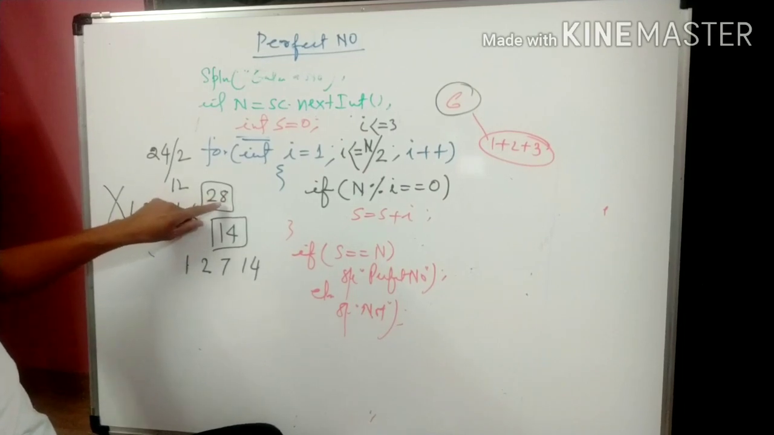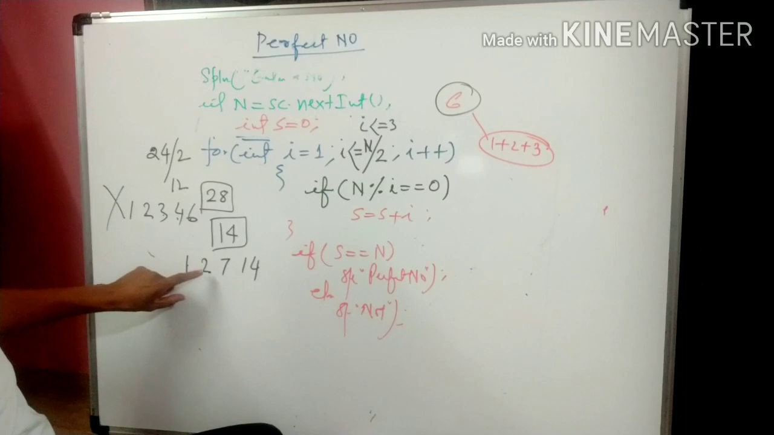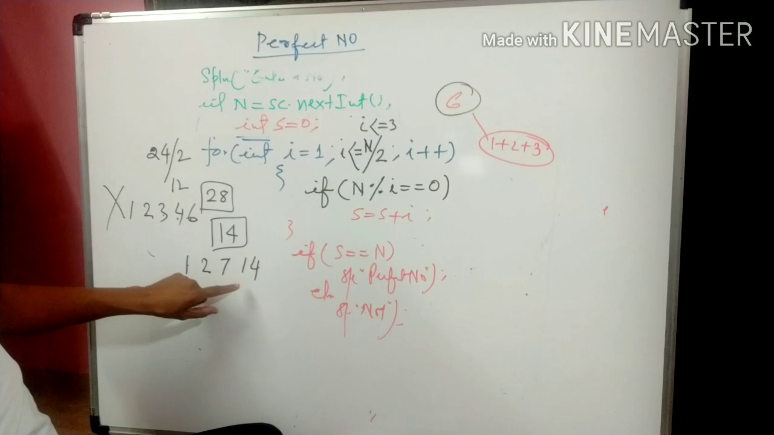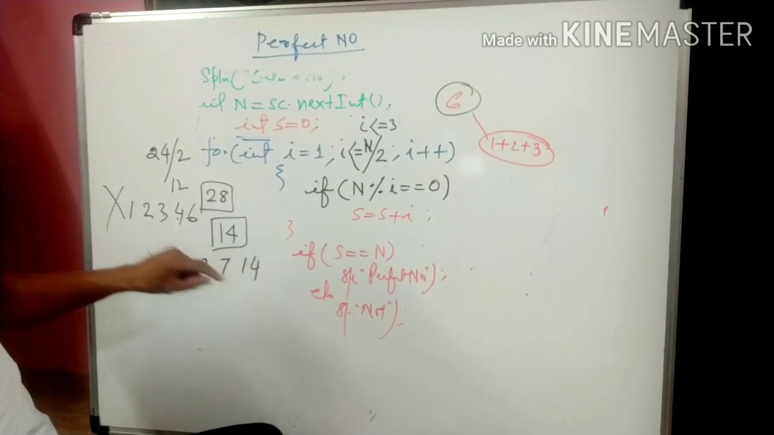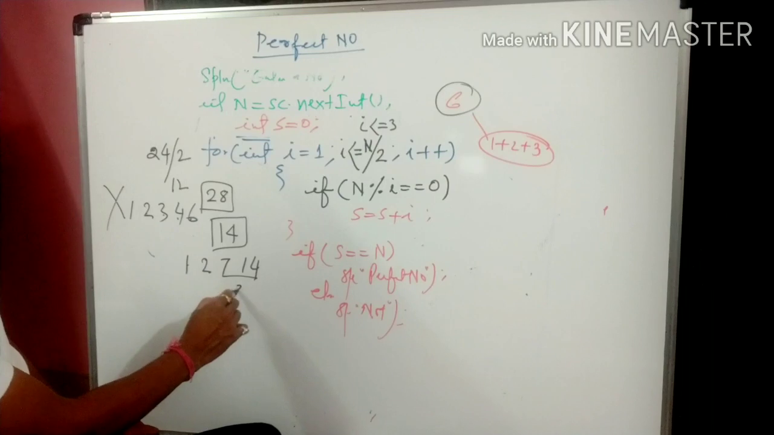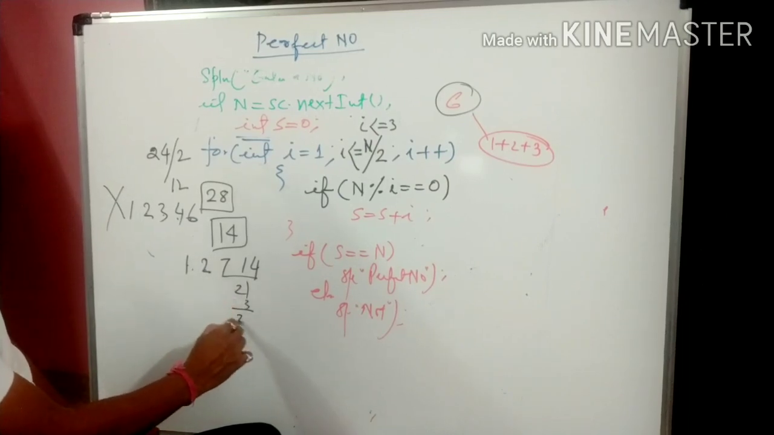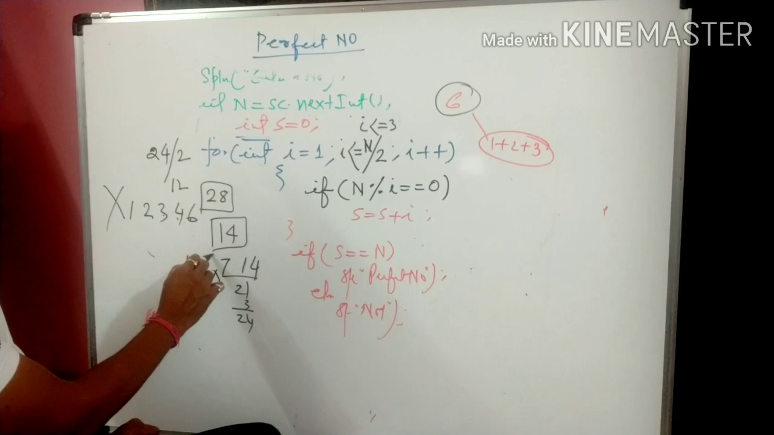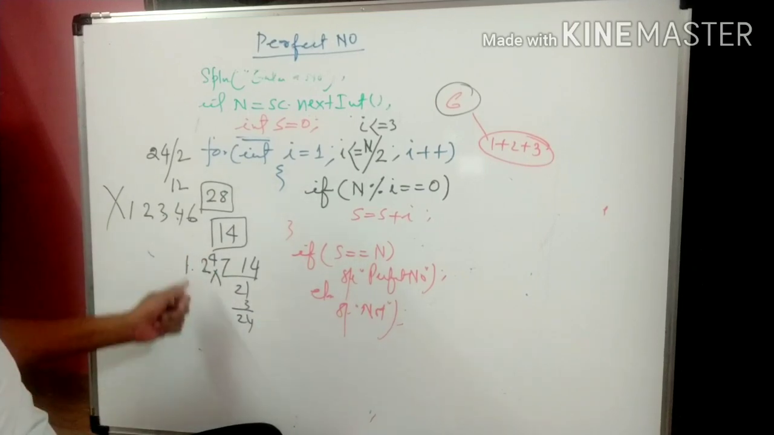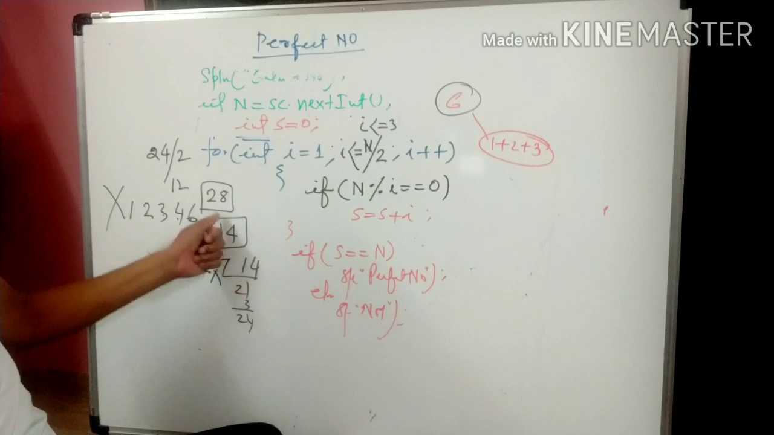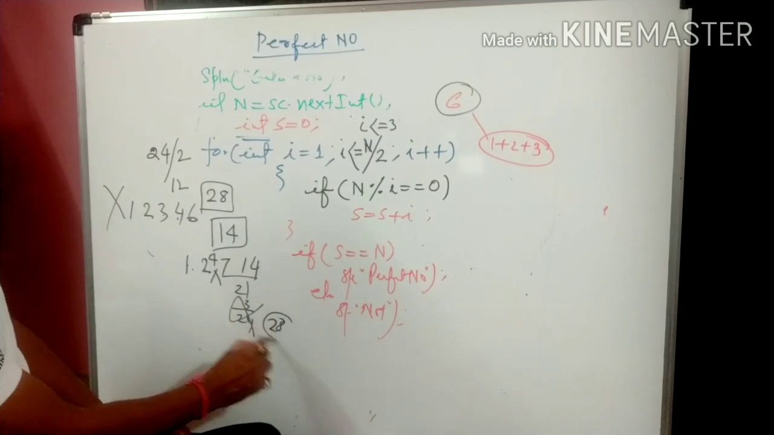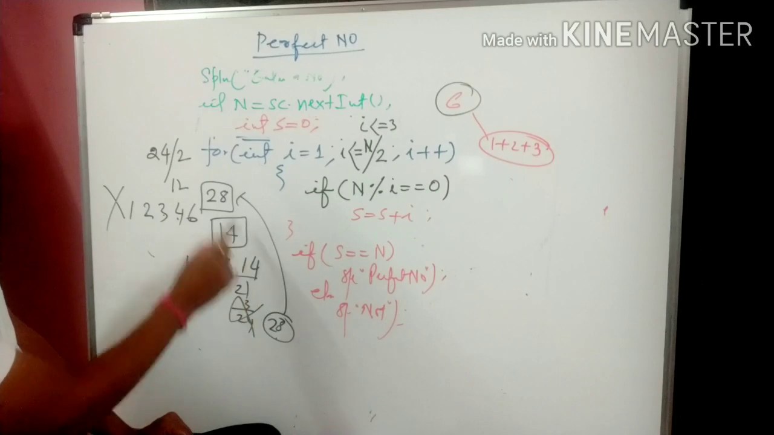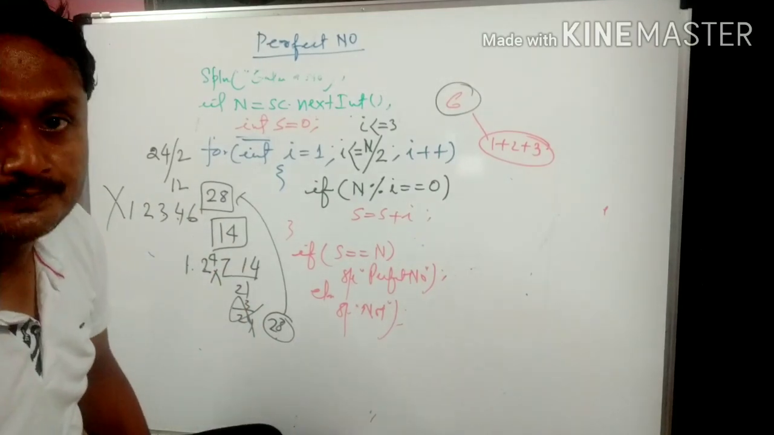Divide by 2 means 14. So 14 is divisible by what? It is divisible by 1, by 2, by 7, and by 14. So 7 and 4 is 11. This is 21 and 3 is 24. Oh my God! 14 is divisible by 4 also. So 1, 2, 4, 7, 14. When you add this, the calculation will be 28. It's my mistake, and the sum of factors is equal to 28. So that is a perfect number.